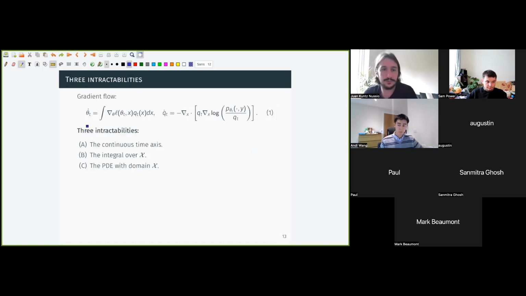Okay, so we have good evidence to believe that this gradient flow takes us to the kind of points that we want to go, the thetas and q's that we're interested in. So if we could just run this in practice, that'd be great. But of course, you can't. It's intractable for a bunch of reasons. First of all, we have a continuous time axis, so we can't just run that on a computer. We need a recursion. We need to discretize somehow.